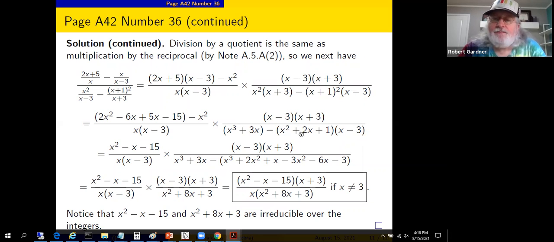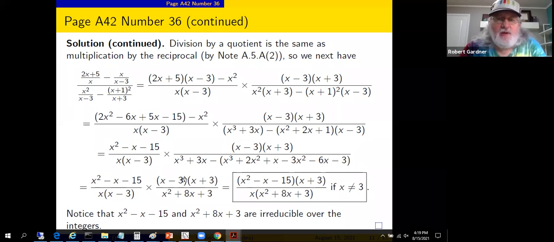Now we got to deal with this product. We'll distribute the x onto each of these and then distribute the negative 3. Distributing the x will produce an x cubed plus 2x squared plus x. Distributing the negative 3 will produce a negative 3x squared minus 6x minus 3. So the distribution's been done. There's still a negative sign out front.